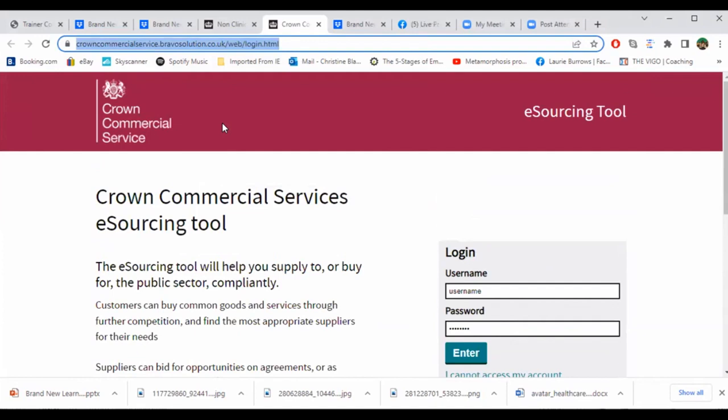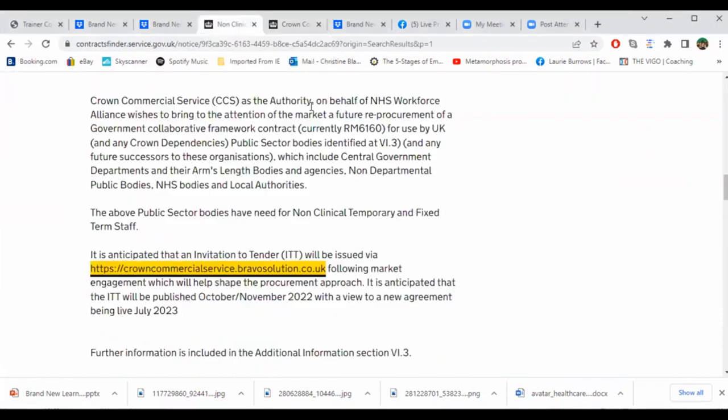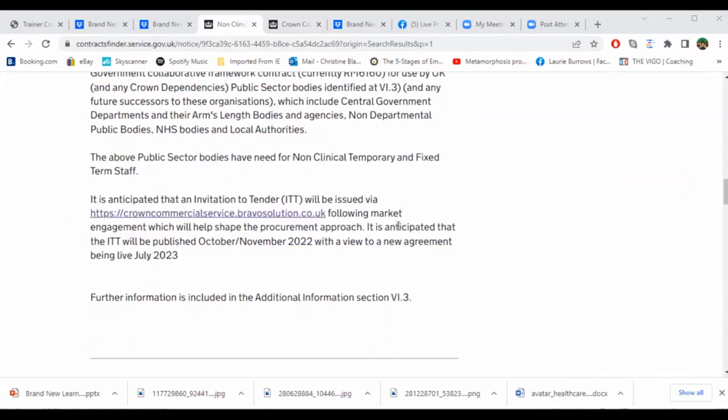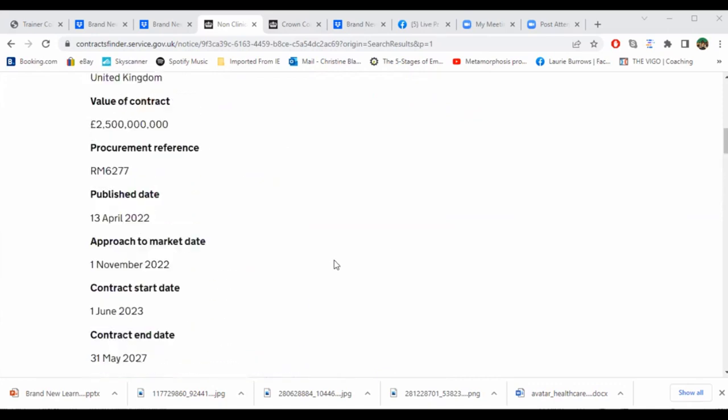I'll put this in the chat box. So you've got to look at what you can do, what staff members that you've got that are compliant, for example, or what service you want to provide. And then you can register with these organizations and look for contracts that are going to be suitable for you. So for example, on Contract Finder, they said this contract will be open and you'll need to look at applying through Bravo Solutions, for example. And it starts next year, for example.